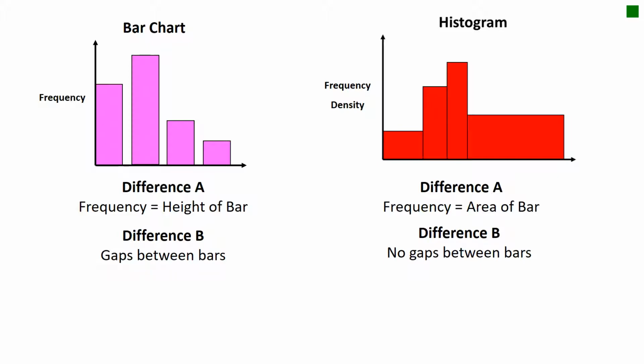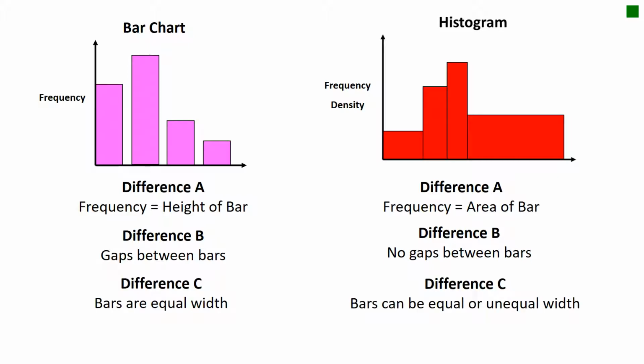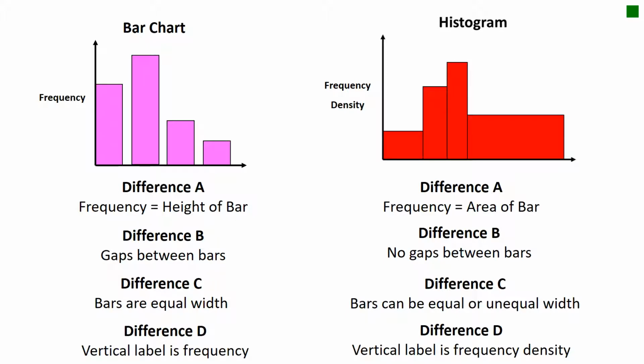Next difference, a bar chart can have gaps between bars, where a histogram has no gaps between bars as it is dealing with continuous data. The third difference is that a bar chart will have equal bars in terms of width, but a histogram can have unequal widths to its bars. Another notable difference is that on the left-hand side of the graph for a bar chart is frequency, and on a histogram it is frequency density.